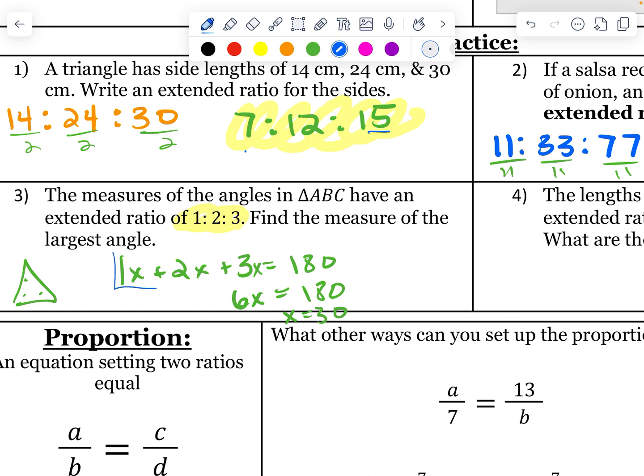So this was the extended ratio. We're getting the big one. We're getting the OG. So it would be 30 to 60 to 90. So the largest angle is 90 degrees.